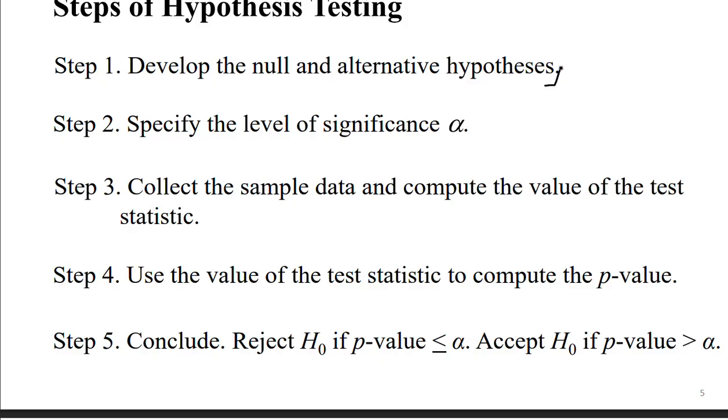I'll spend some time on this, but after we state the null and alternative hypothesis, which is what we do in step one, the next thing we do is to specify the significance level. In an actual real life test, you as a researcher have to choose your significance level.